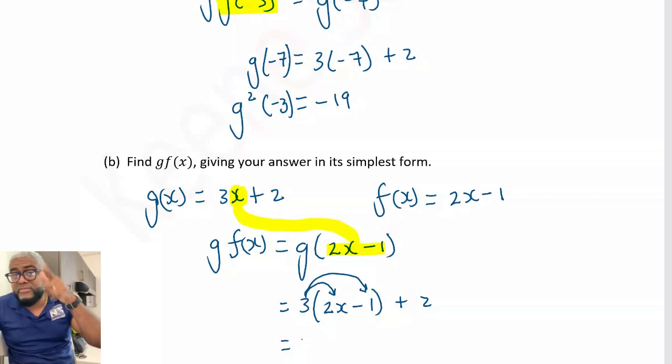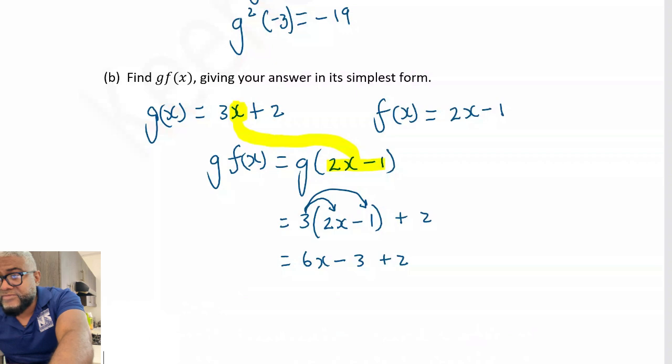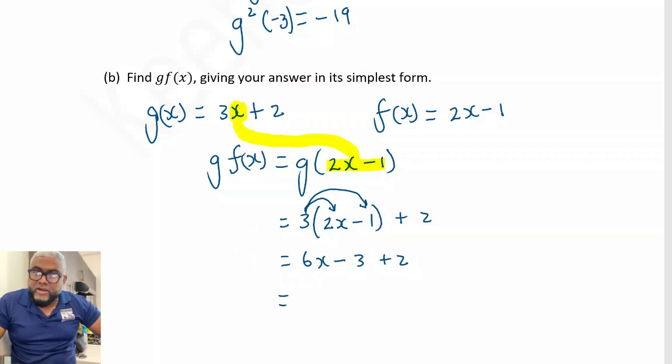So this will be equal to 3 multiplied by 2x is 6x. 3 multiplied by negative 1 is negative 3. And what do I have to do with the plus 2? You have to put back the plus 2 here. Right? So simplify what you can simplify. Negative 3 plus 2, you can work out on a calculator. What is it? Negative 1. Negative 1, right?